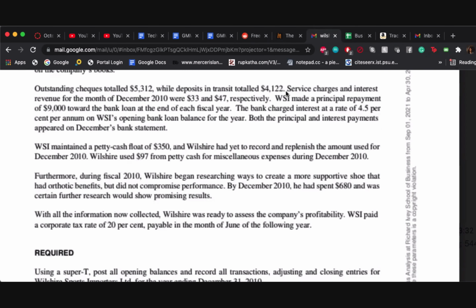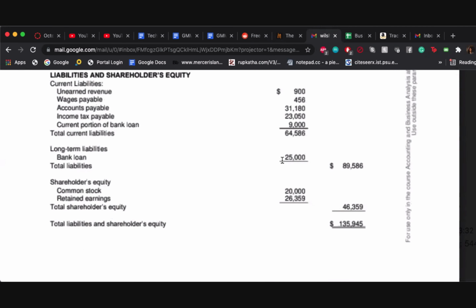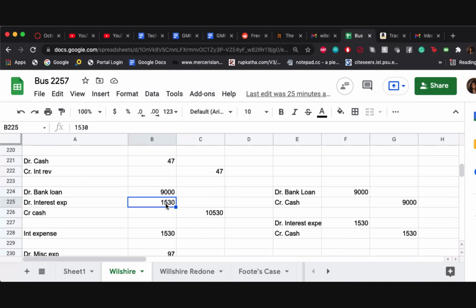So we need to go down and see how much the total loan is. We see it's 25K. So we calculate the interest expense because 9,000 was what they paid off. So the interest must have been accrued on the 25,000 plus the 9,000. So you add those two up, find out what 0.45 of that would be, and you debit your bank loan, debit your interest expense, and you credit cash for the whole amount because you paid the principal and the interest.